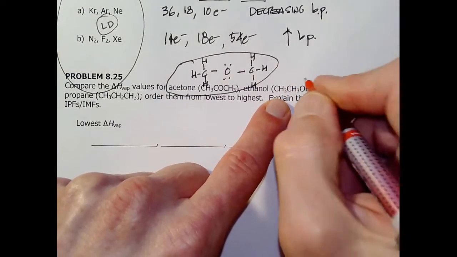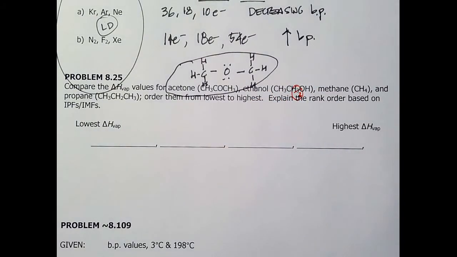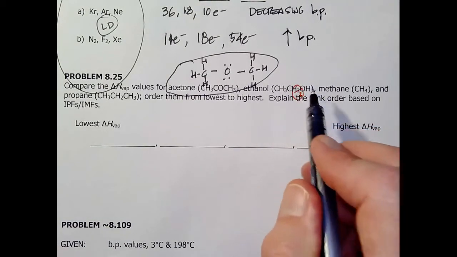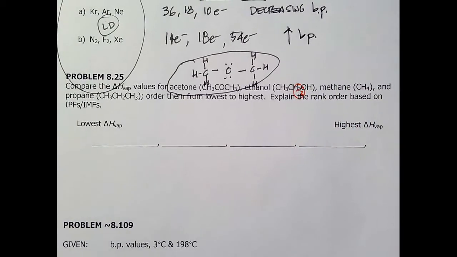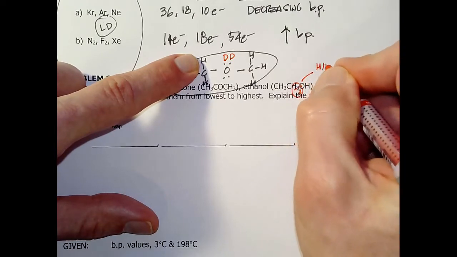Ethanol, CH3, CH2. Who's the idiot that did this? Well, you start thinking about the Legos. Oh, CH3 and a CH2 and an OH. Oh, yeah, that sure looks like hydrogen bonding to me. So I'm going to say this is going to be dipole-dipole. This is going to have hydrogen bonding.